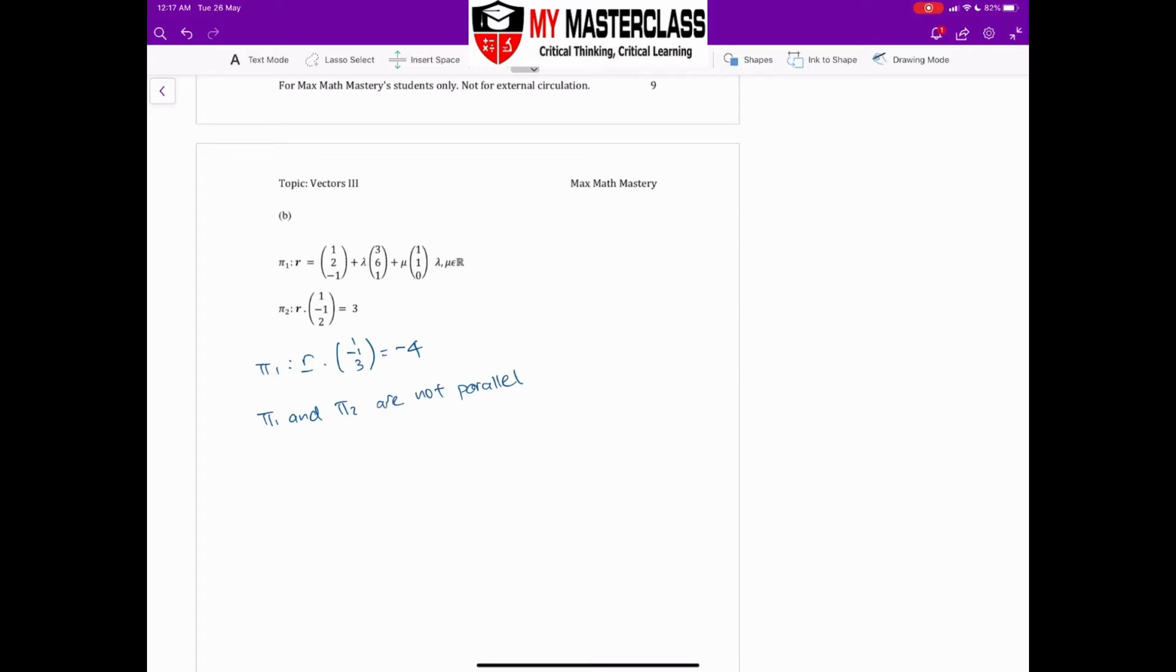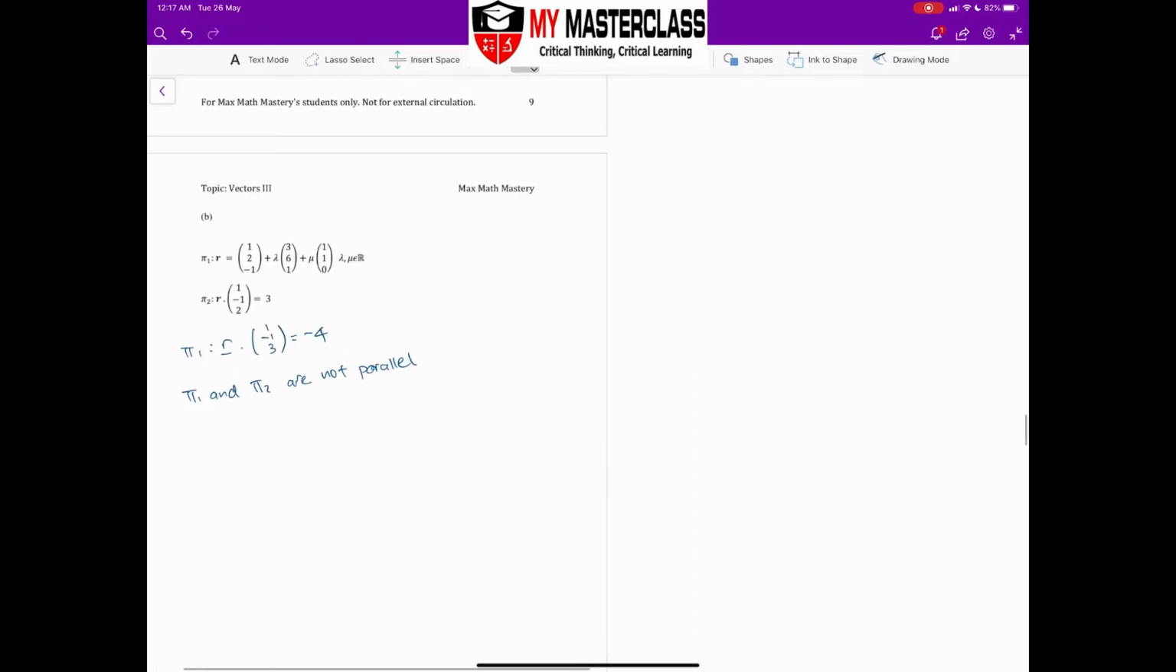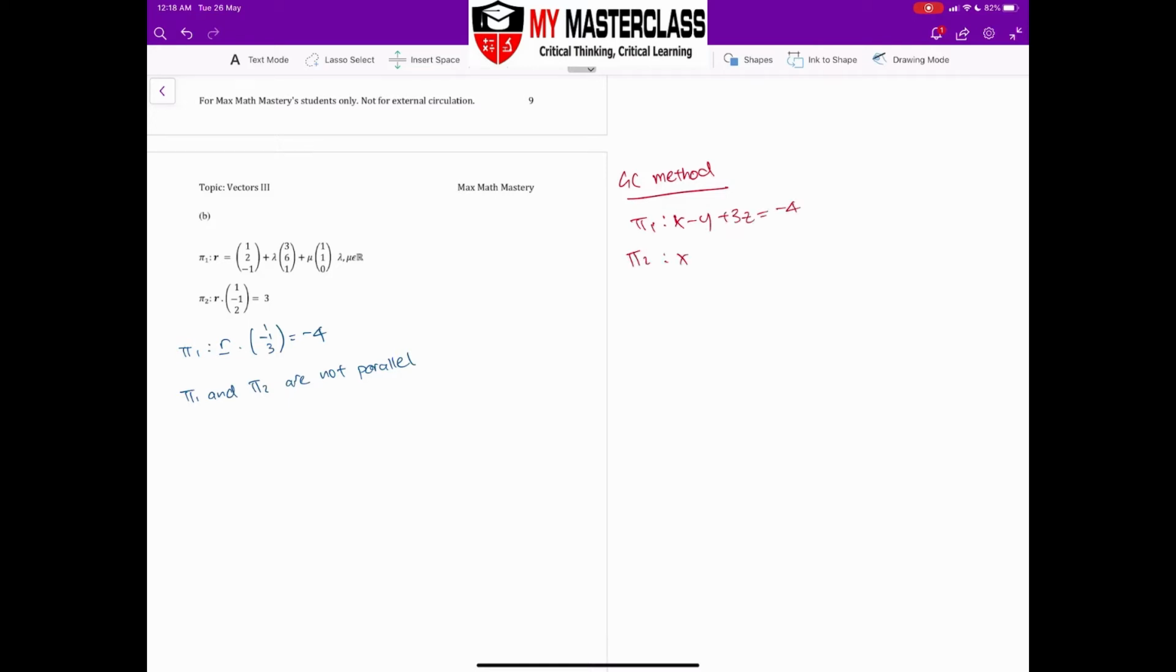There are two methods to find the intersection between two planes. I'm going to quickly show you how to find the intersection between two planes. Number one is using the GC method. For the GC method, first I'm going to convert both to Cartesian equation. So plane 1 is x minus y plus 3z equal to minus 4. Plane 2 is x minus y plus 2z equal to 3.